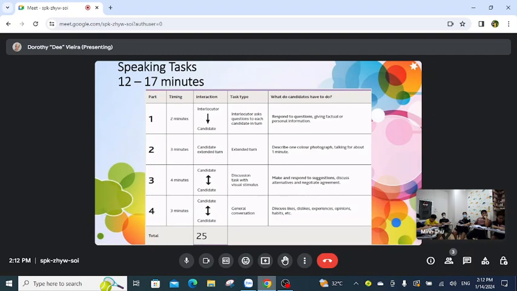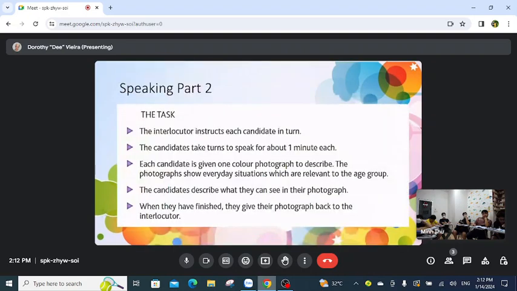Okay, and you can see that it's worth 25 points. Okay, 25 points. That's the total score. Okay, so let's look at just task 2 in a little bit more detail. Okay. So this person is the examiner. So she will give you an instruction first. Then when she gives you the picture, she will tell you what she wants you to do.